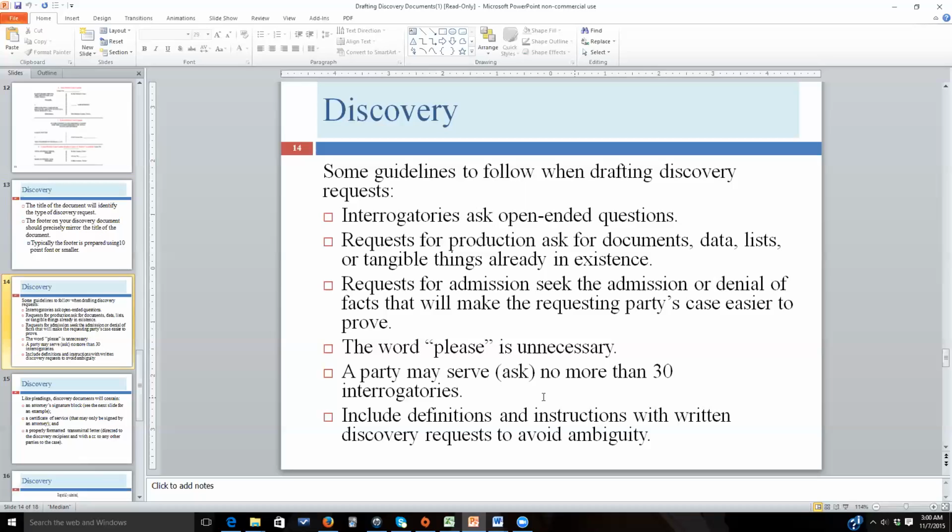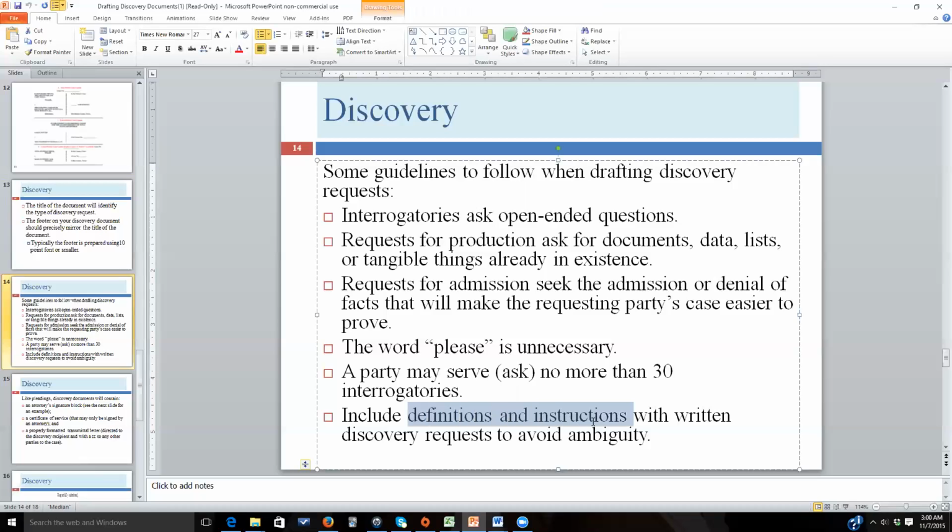It's very common in written discovery to use definitions and instructions. That can help avoid ambiguity, and it can also make sure that your net is very, very broad. It's going to capture all the data that you want.